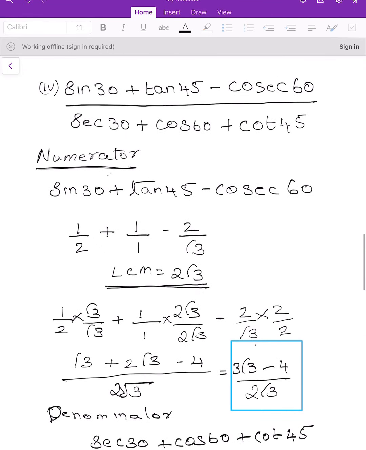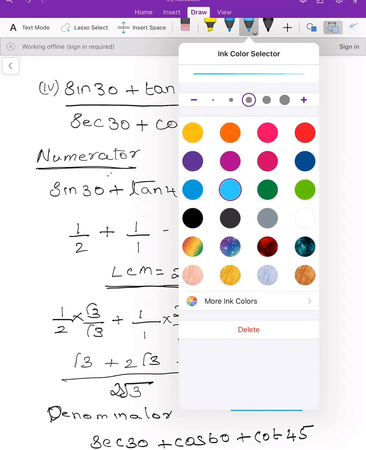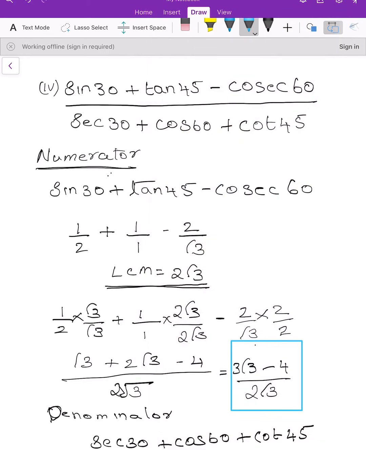Here the sum is: sine 30 plus tan 45 minus cosecant 60 divided by secant 30 plus cos 60 plus cot 45. I am taking the numerator and denominator separately. My numerator is sine 30 plus tan 45 minus cosecant 60. The sine 30 value is 1 by 2, tan 45 is 1, so I write 1 by 1, and cosecant 60 value is 2 by root 3.